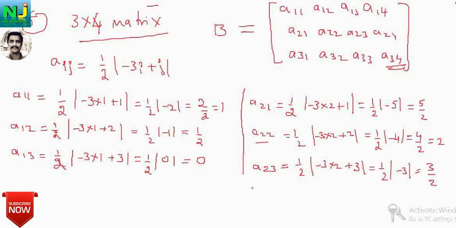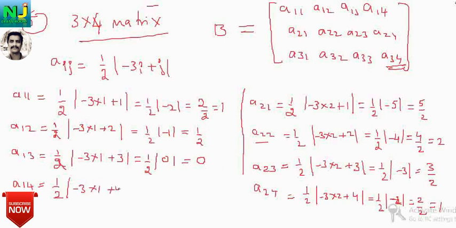Is that clear? There is one more. We have to find one more element, A24, and A14 has not been found yet, right? First let us find A24. A24 is equal to 1 by 2 minus 3 into 2 plus 4. 3 2s are minus 6. Minus 3 into 2, minus 6 plus 4 becomes minus 2. So modulus of minus 2 is equal to plus 2 by 2, which is 1. Okay, now A14 is 1 by 2 minus 3 into 1 plus 4, which is equal to 1 by 2. Clear? Minus 3 plus 4 is 1, so it is equal to 1 by 2. So these are the first row and second row elements.